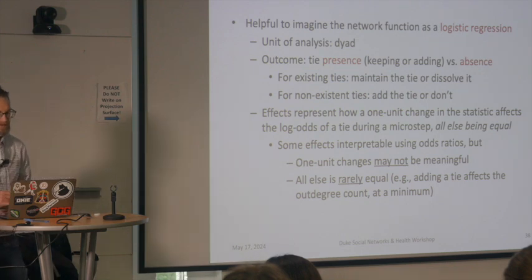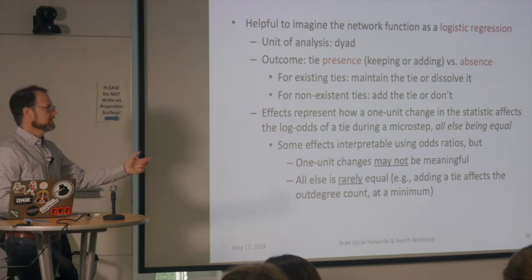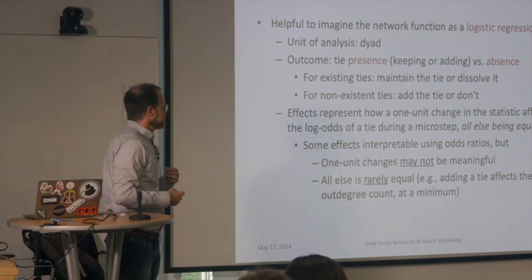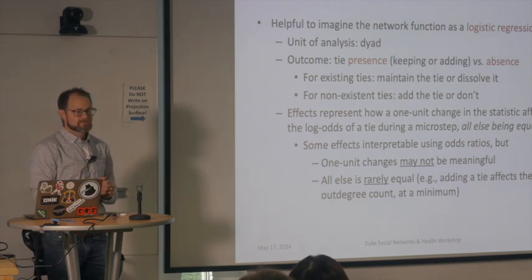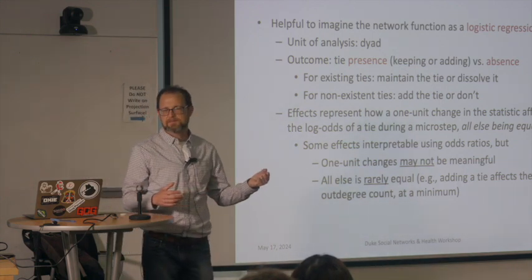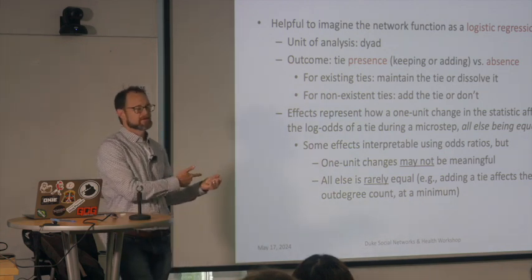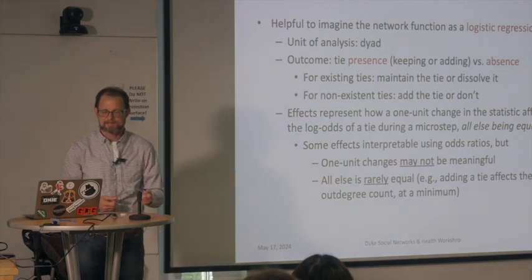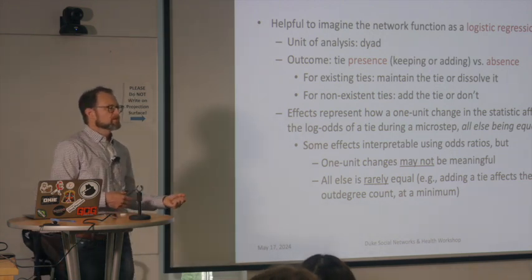Okay, so the outcome is a tie. It could be forming a new tie, but it could also be keeping a tie that already exists. The default model kind of lumps those together. So when you see a positive coefficient for, let's say, same smoking status, that means that people are likely to add smokers as friends or keep smokers as friends, or someone who's similar on smoking status to themselves. So it's that maintenance or forming a new one.